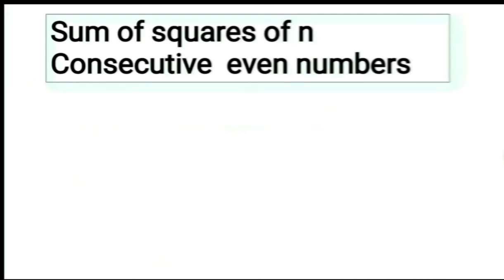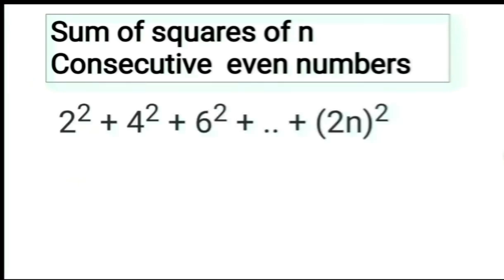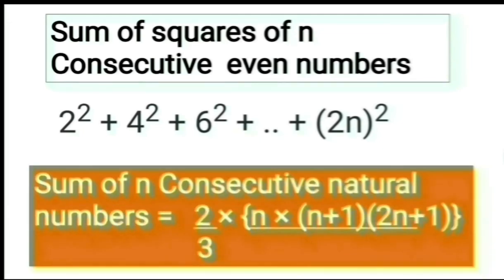Now let's see how to find the sum of the squares of n consecutive even numbers. The sum of the squares of n consecutive even numbers is given by 2/3 into n into n plus 1 into 2n plus 1.